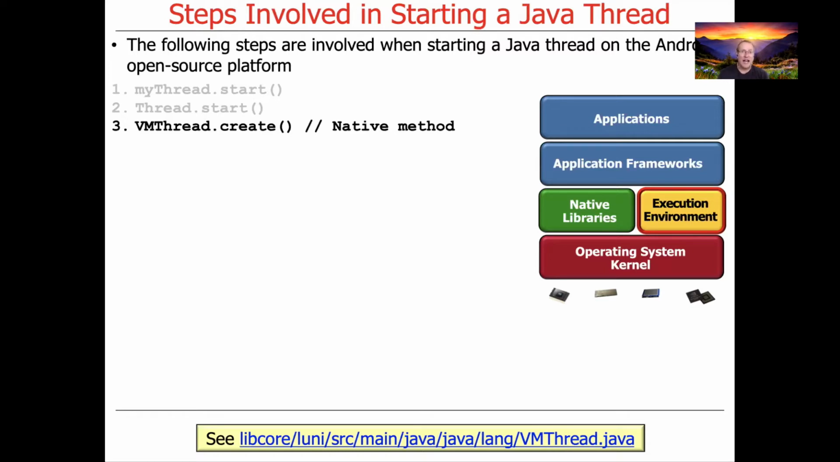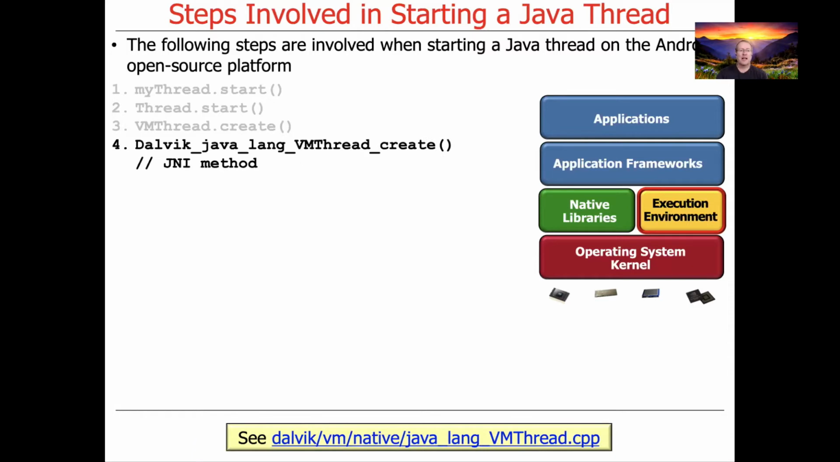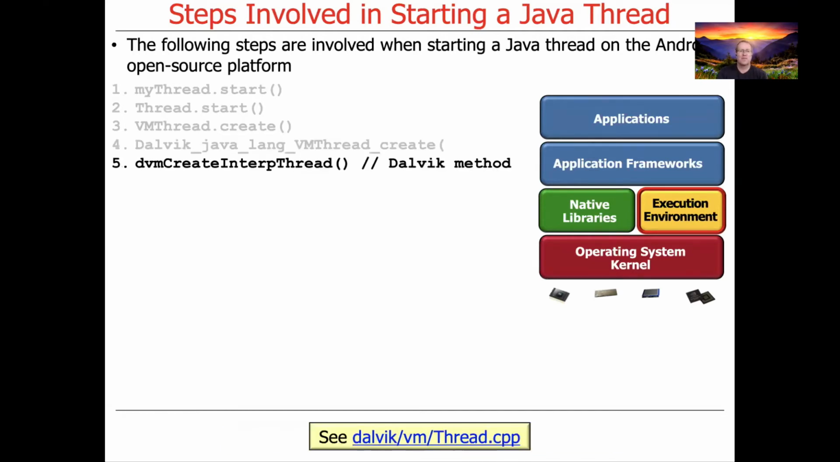And VMThread.create is no longer a Java method. It's a so-called native method that's written in C or C++. And you can look at the source code if you want to see what it looks like. Under the hood, the implementation of this, at least again in older versions of Android, is dalvik_java_lang_VMThread_create, which of course is a Java Native Interface method written in C or C++. In this case, it's C++, but it could be in C.